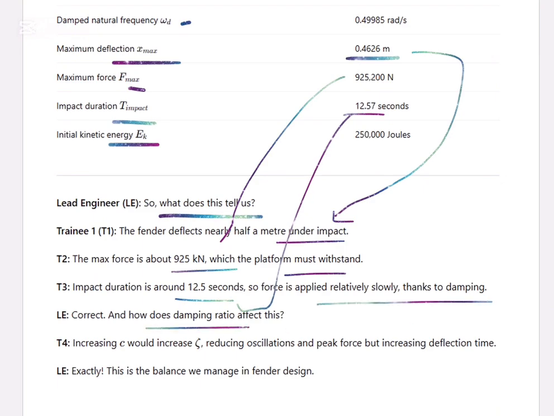And how does the damping ratio affect this? Increasing C increases the damping ratio, reducing oscillations and peak forces, but increasing the deflection and time. This is the balance we manage in fender design.